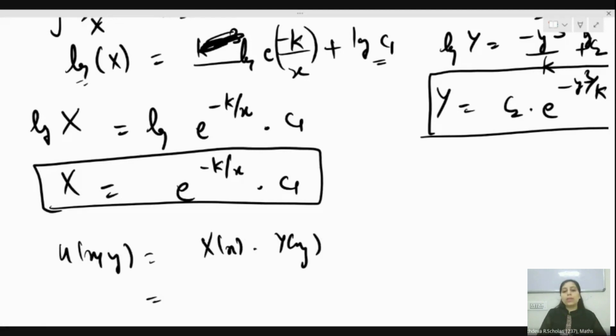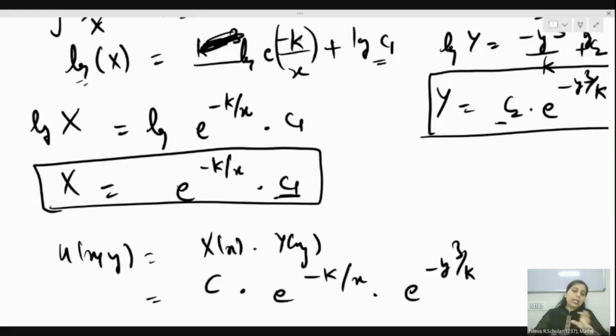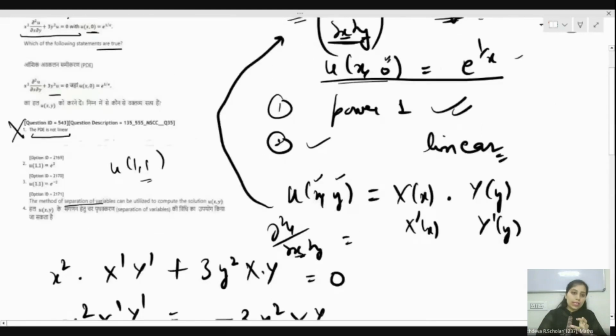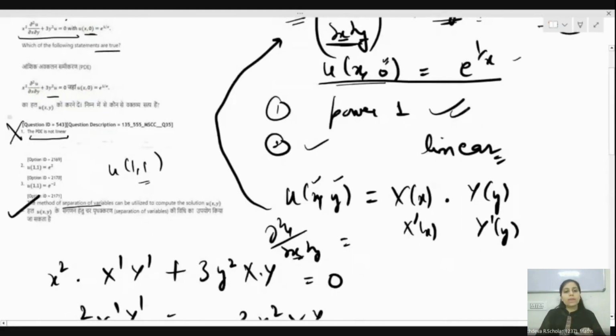So multiplying both, we get c1 into c2 as another constant, say c, into e raised to power minus k upon x into e raised to power minus y cube upon k. This is the required solution. Yes, we can find the solution by using separation of variables. Now, for finding the value of constants, we first have to use this initial condition.